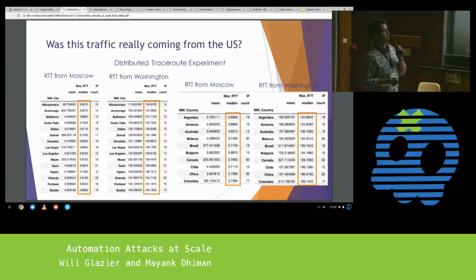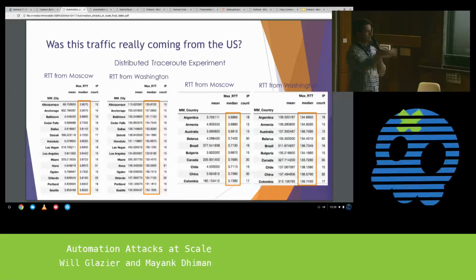And the answer to that, after we did some research, is no. There were certain ASNs in that list I showed you that were coming mostly from either the United States or Russia. There were 2 providers, 3 large ASNs in particular, 2 of them entirely coming from Russia, 1 of them coming from the United States. This is an example of a big distributed traceroute experiment.